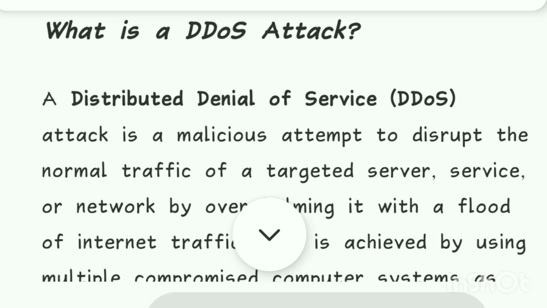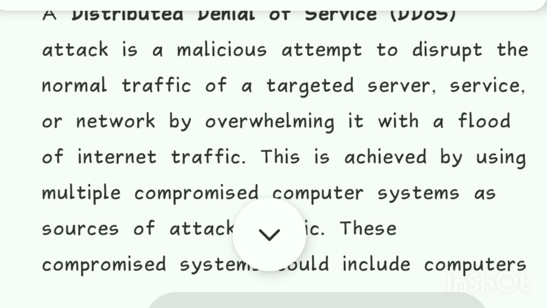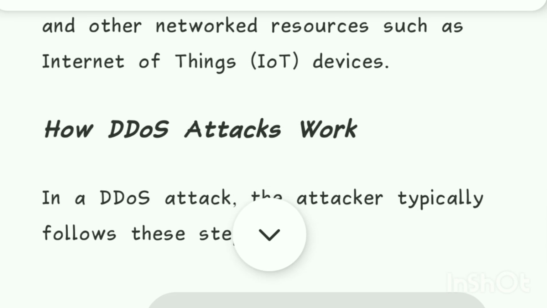What is a DDoS attack? A distributed denial of service, or DDoS, attack is a malicious attempt to disrupt the normal traffic of a targeted server, service, or network by overwhelming it with a flood of internet traffic. This is achieved by using multiple compromised computer systems as sources of attack traffic. These compromised systems could include computers and other networked resources such as Internet of Things (IoT) devices.